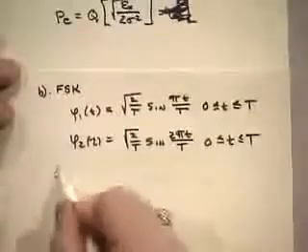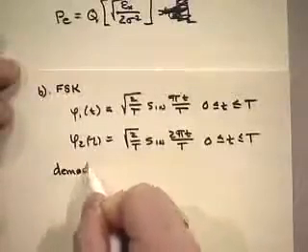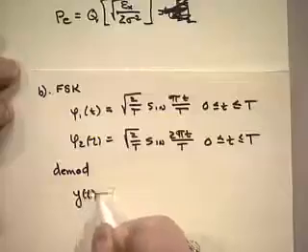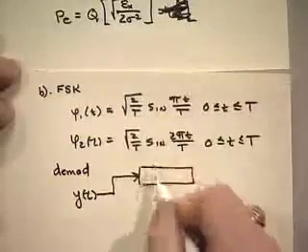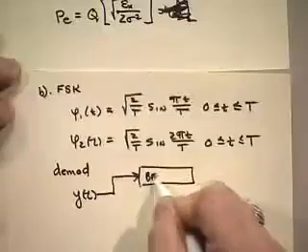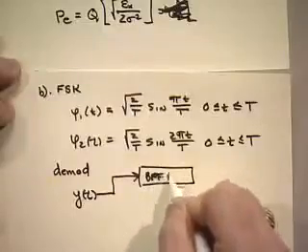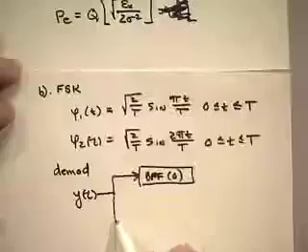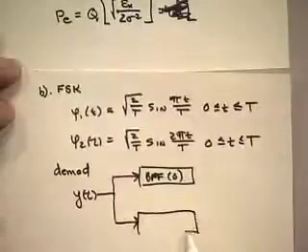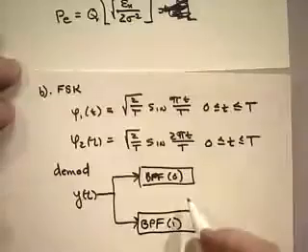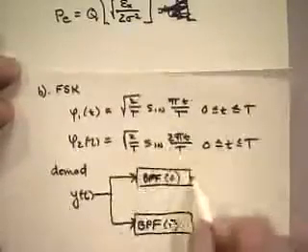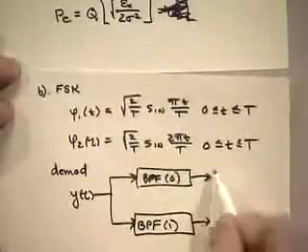That works. The demodulator, really easy. Take y of t, and we got essentially a bandpass filter for the 0, which corresponds to that frequency, and we've got a bandpass filter for the 1 message, which is the second frequency, and we pick the largest.